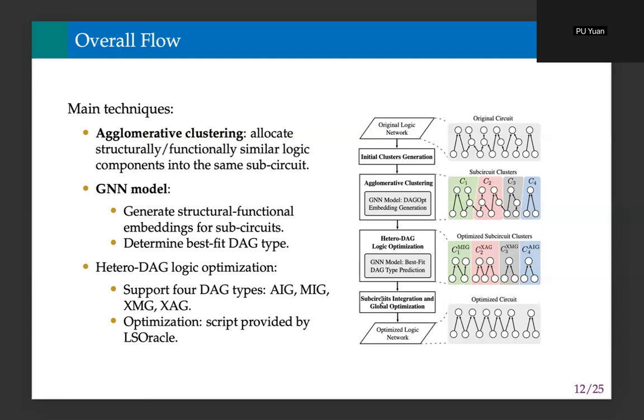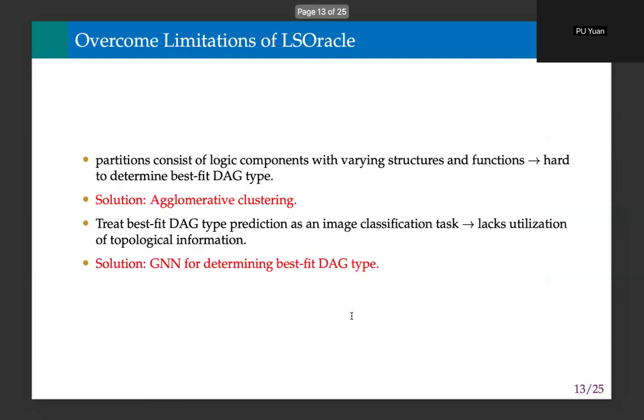Okay, finally, we just convert them all into a unique representation and render the heterogeneous logic optimization to get the final optimized logic network. So here our method overcomes the two limitations of LS Oracle. First, the limitation is that the partition may consist of logic components with different structures and functions, so it's hard to determine the best fit DAG type, right?